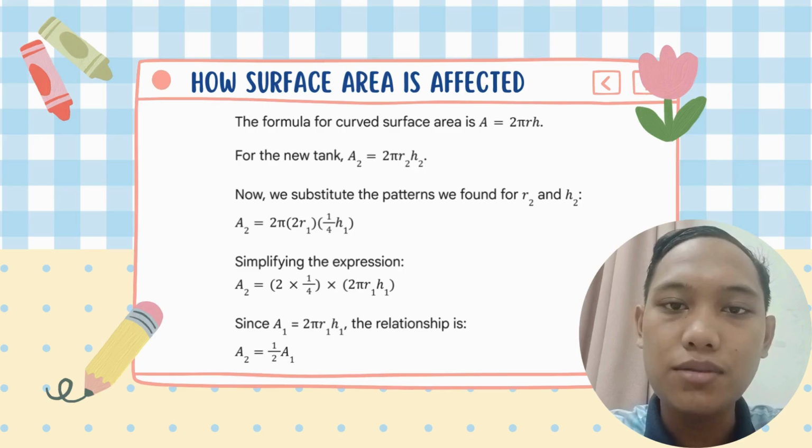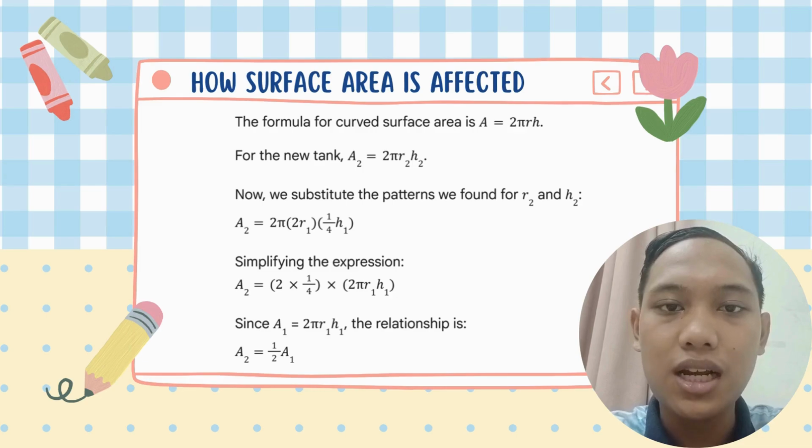A2 equals pi times 2 R1 times 1 over 4 H1. Now we just need to simplify this expression. Let's rearrange the numbers. A2 equals 2 times 1 over 4 times 2 pi R1 H1. If you look closely, the term in the second bracket, 2 pi R1 H1, is actually the formula for the area of the original tank, A1, and 2 times 1 over 4 is just half. So the final relationship is A2 is half A1. This is our final pattern.